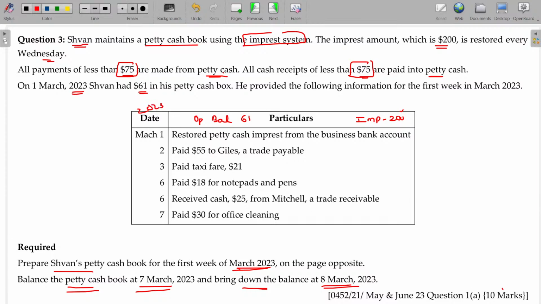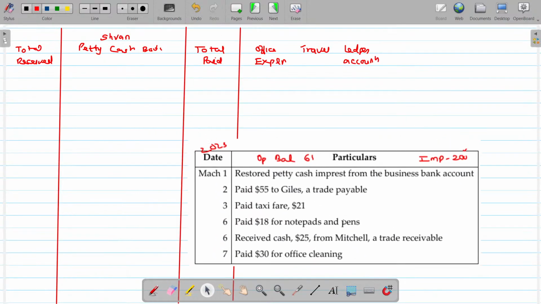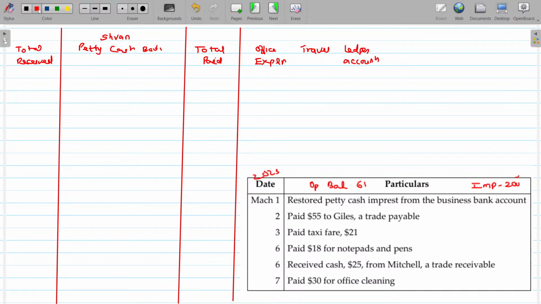So this question carries 10 marks, asked in May-June 2023. Very simple illustration. In your examination answer script, the format may be given, so you have to fill only these things. The opening balance being 61, total receipt, total paid, and petty cash book. We have been given office expenses, travel, and ledger accounts. All the related expenses are broken down into two categories, predominantly office expenses and travel. Apart from that, when you are making any payment to any of the parties, that will be posted in the ledger accounts. Clear? With a small briefing, let me start this.